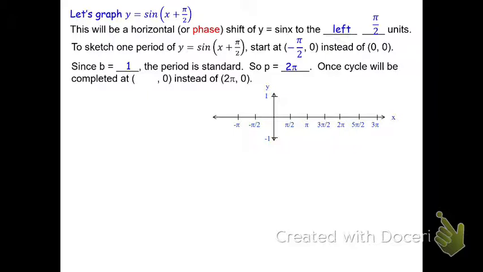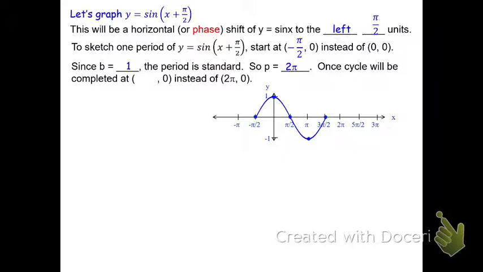So let's go ahead and start graphing. We said that the sine is going to start at negative pi over 2, 0. It's going to start at center. But the center has been shifted to the left pi over 2 units. From that point, we're going to graph what sine normally does. Sine goes from center to max to center to min to center. And that's going to be one complete cycle. Let's graph it.